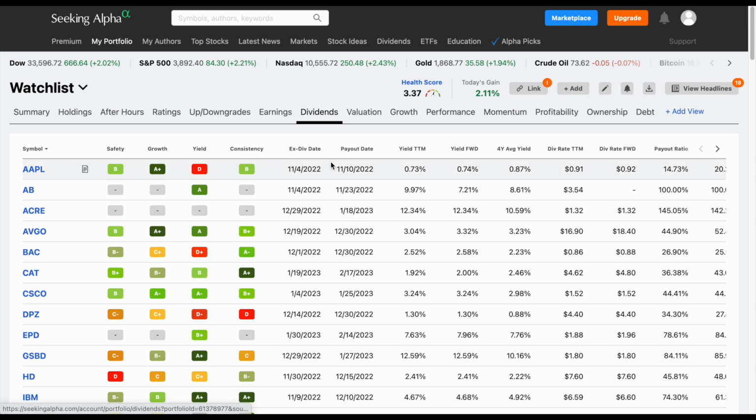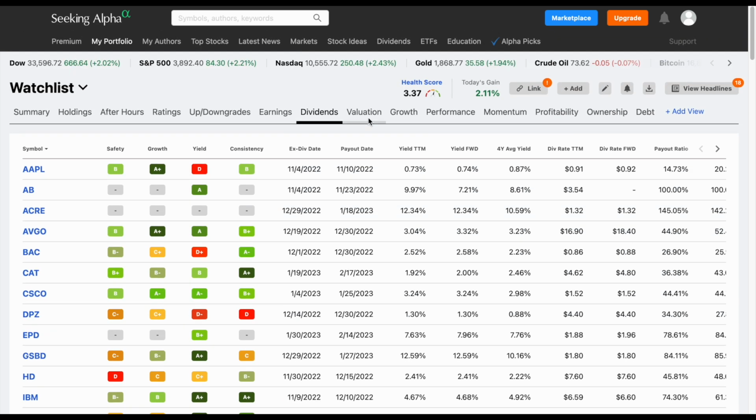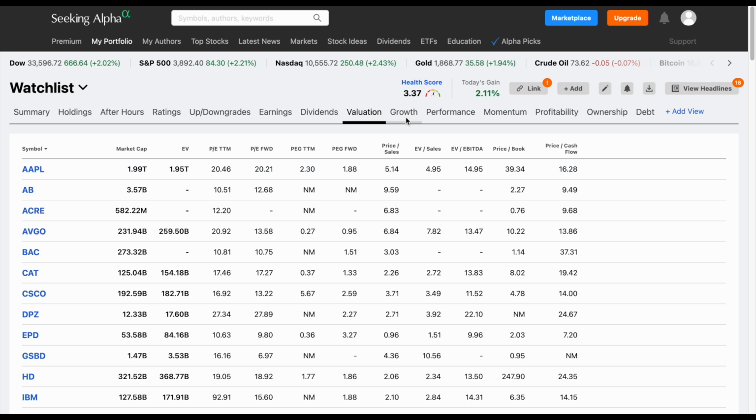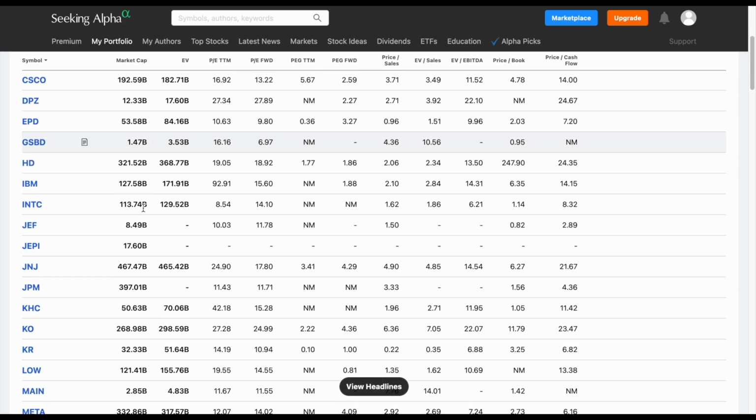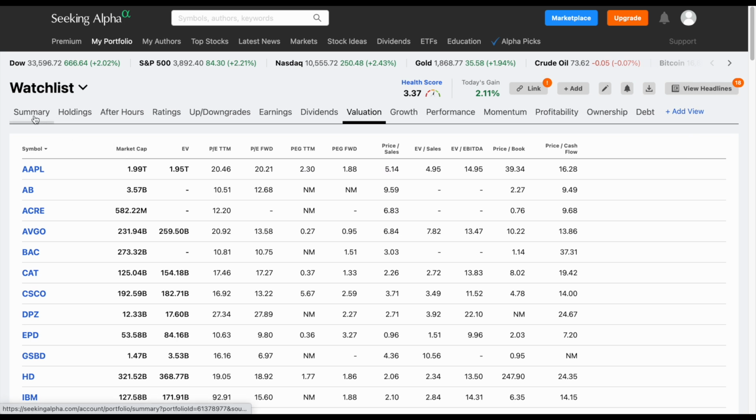We can see exactly when their next upcoming announcement date is going to be. We can see the dividends for all these companies right here, and we're going to be able to see their ex-dividend date and their payout date. We can see valuations for all of these companies, their growth, performance, profitability. So a lot of the other metrics that we were just looking at, we can see all in one place, and we can see all of these companies on my watch list at the same time. So that is a really cool feature for me personally.